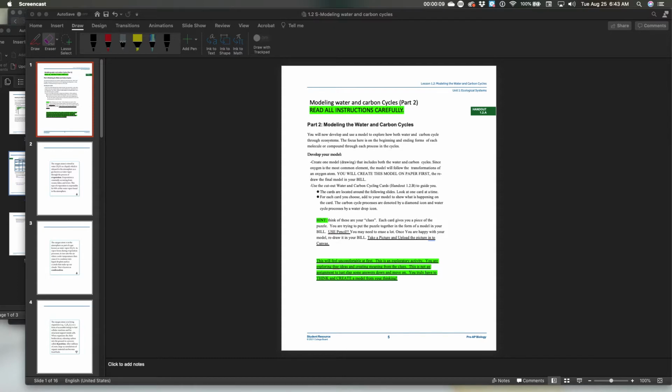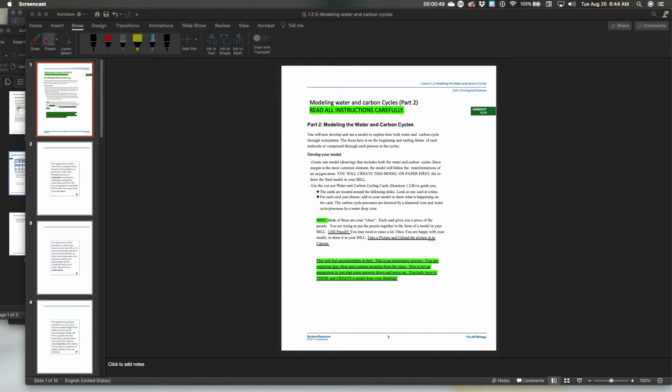This is the part of the assignment where we're actually going to be creating the model, and you are going to be creating the model based on some reading you're going to do. Everything you need to know about the water and carbon cycles is on individual little cards on all of the slides in this presentation. You're going to read each of those slides individually and create a little piece of the cycles, and then you're going to move on to the next card and add that little bit of information to your model, and then move on to the next one, okay, and so on.